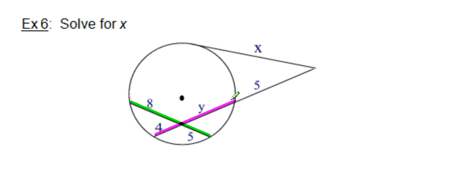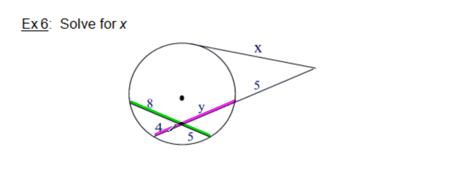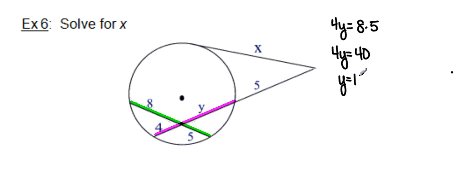And if you think back to the video from last night, and remember what you learned in that video, the product of the two pieces of the purple chord has to be equal to the product of the two pieces of the green chord. So I'm going to multiply the two pieces of the purple chord together, 4 times y. That has to be equal to the product of the two pieces of the green chord, or 8 times 5. So 4y is equal to 40, making y equal to 10. So I'm going to label that in my picture.